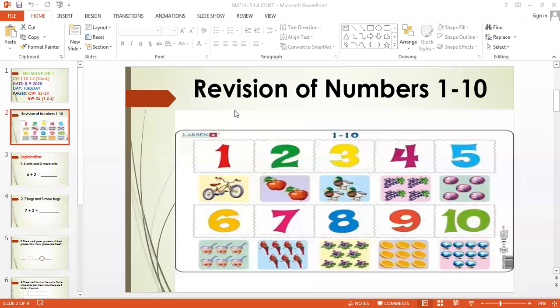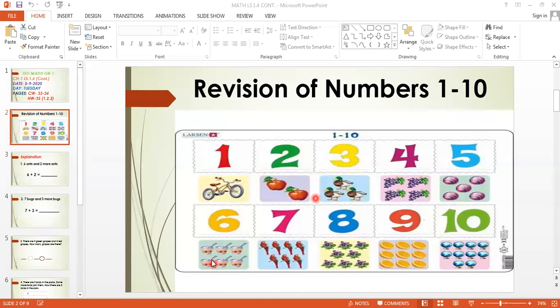Let's revise the numbers from 1 to 10. How many bicycles do you have here? 1. And how many apples? 1, 2. How many ducks? 1, 2, 3. How many grapes? 1, 2, 3, 4. And how many balls do you have here? 1, 2, 3, 4, 5.